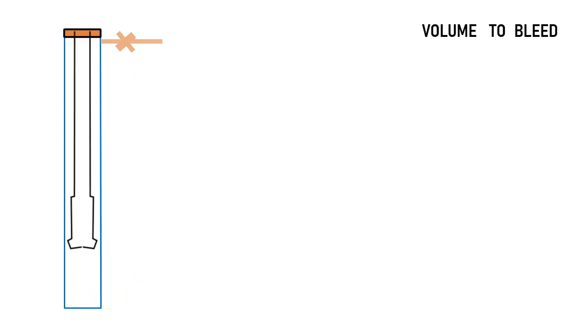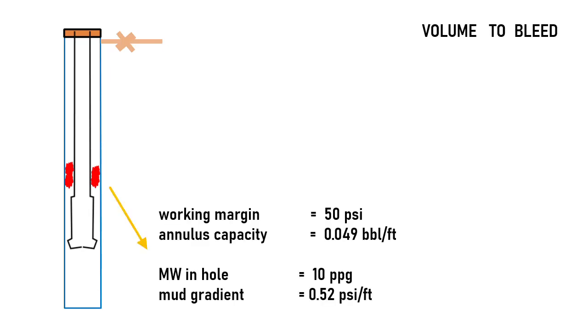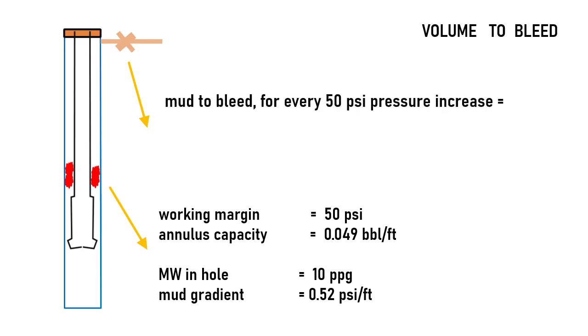With influx in the annulus, working margin is 50 psi, annulus capacity is 0.049 barrels per foot, and mud gradient is 0.52 psi per foot. Then the volume to bleed, for every 50 psi increase in casing pressure, is 0.049 multiplied by 50, then divided by 0.52, equal to 4.7 barrels.